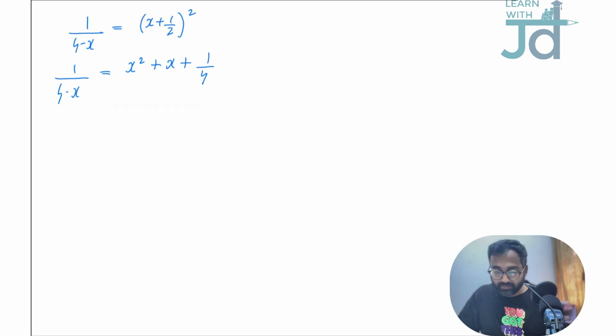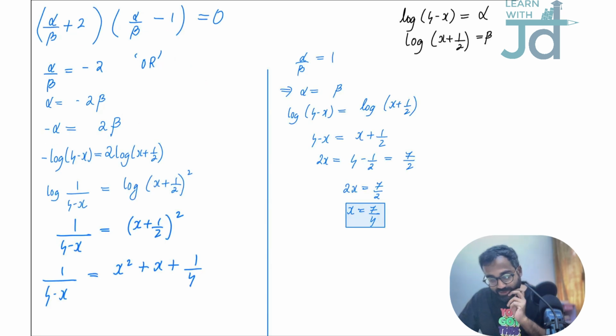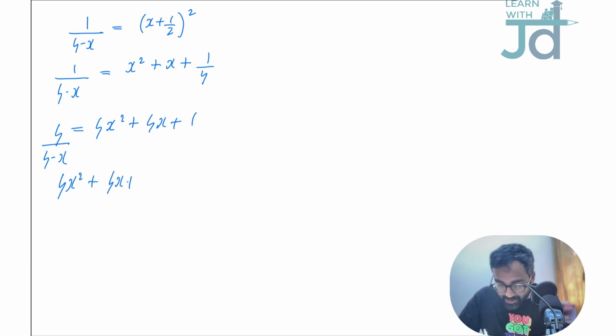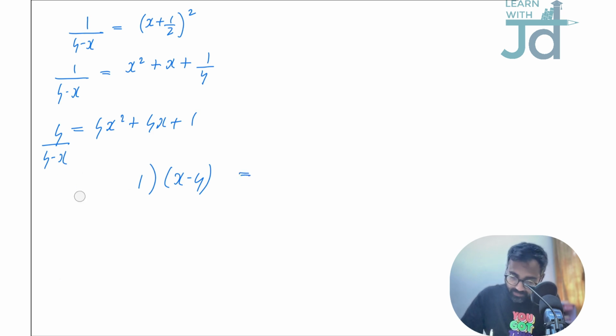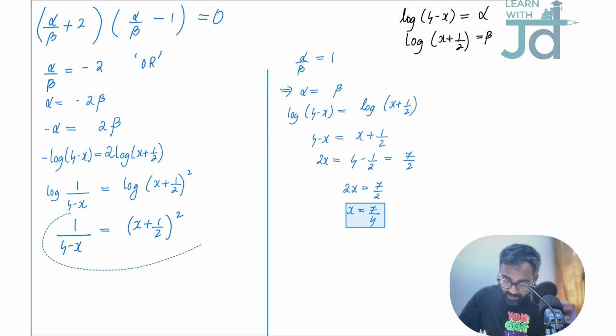The next page. So you multiply by 4. So you will get 4 is equal to x square, 4x square plus 4x plus 1. Right, 4 minus x, and this 4 minus x you can multiply on the other side. But still you will have to solve it. It is a cubic, some value will come. So 4x square plus 4x plus 1 into x minus 4. I'll directly write this cubic equation there, and directly I can solve it.